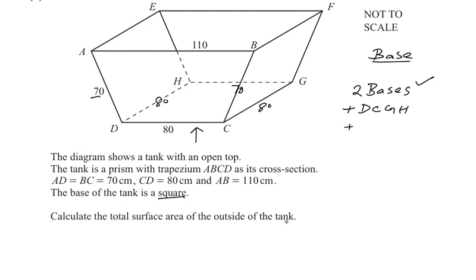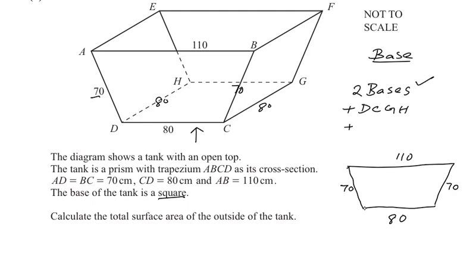So the total surface area of the outside of the tank means, first of all, we need to find the area of this base. Now, let's see that this base is a trapezium, and in this trapezium, as they have given us the measurements, this measurement is 80, this total length is 110, and this length is 70, and this length is also 70.